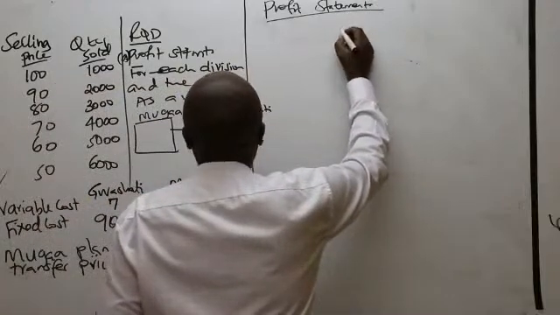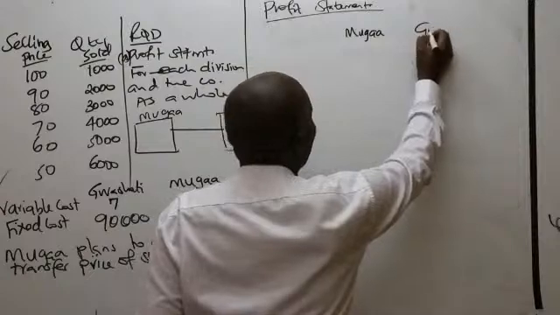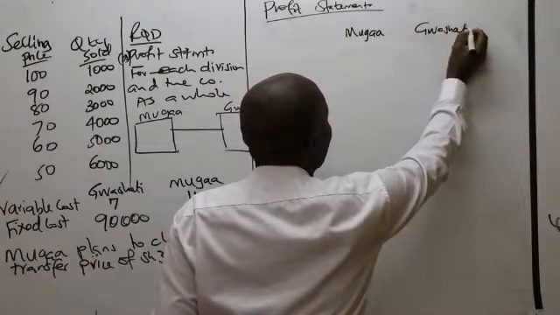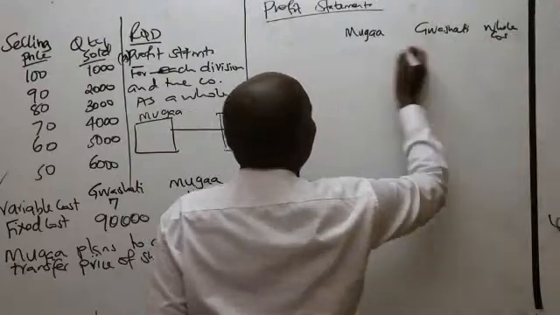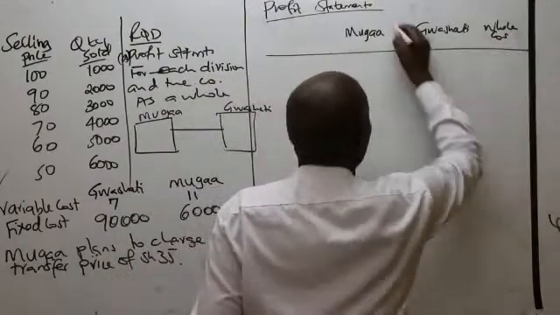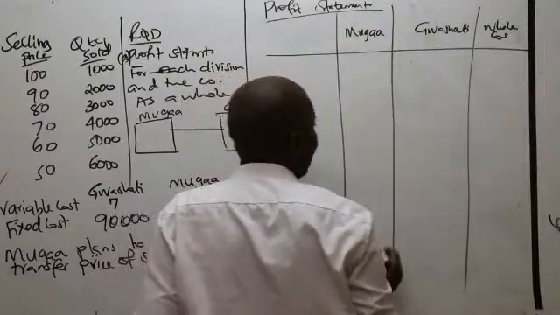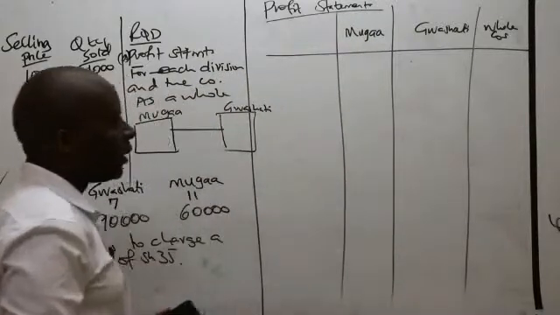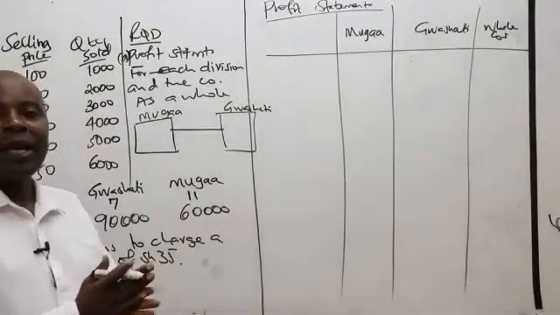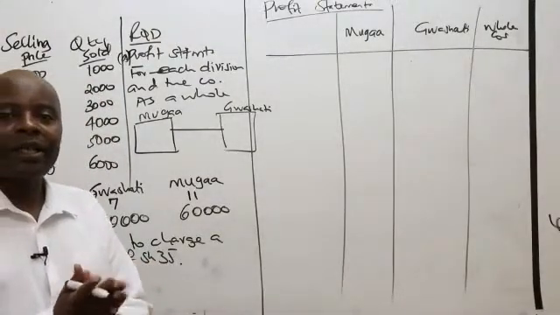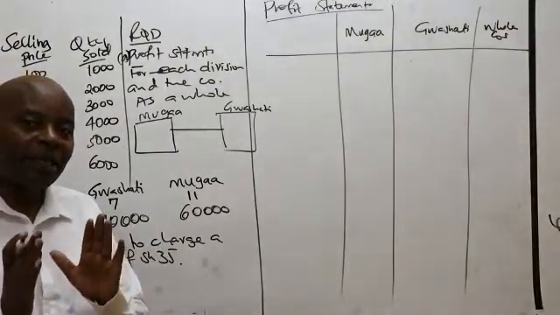So we have here Muga, we have Washati, and then we have the whole company now. The whole company. So those three, the whole company, those three. So two divisions, and of course, when you combine them, we shall be having the whole company. Now, my great students, here we happen to be having quite a slight difference.